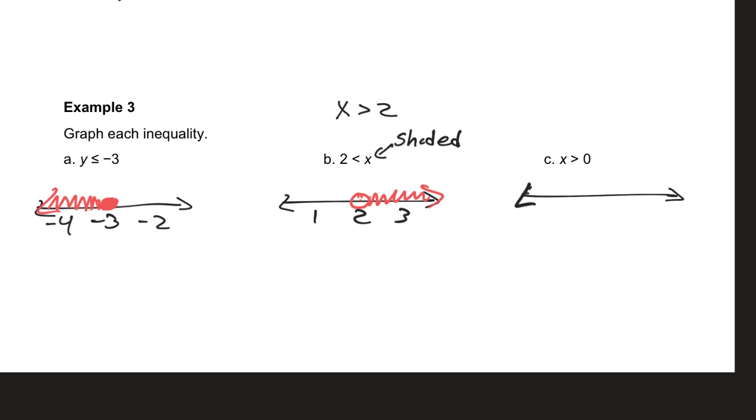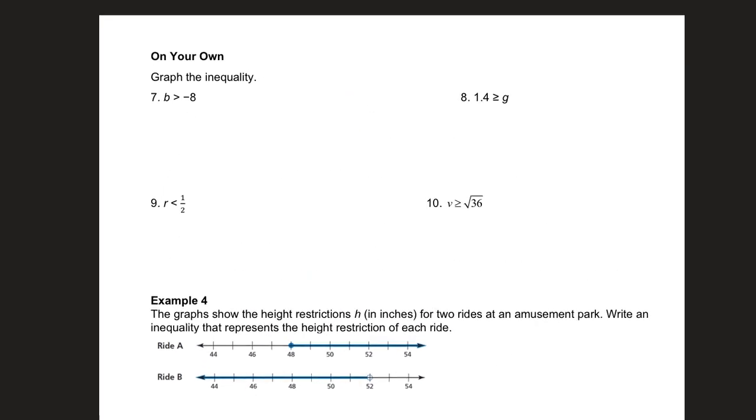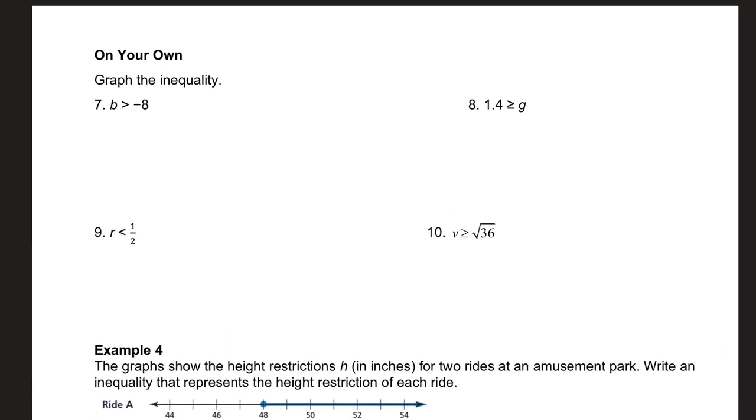And then C, 0 is in the middle, 1 and negative 1 are what it's between. That is an open circle. It says greater than 0, which means it's an open circle shaded to the right. So if we go to the page here, what I'm going to have you do is on your own 7, 8, 9, and 10. When you unpause the video, I will quickly show you what those should be. So let's go ahead and do that in 3, 2, 1, and go.